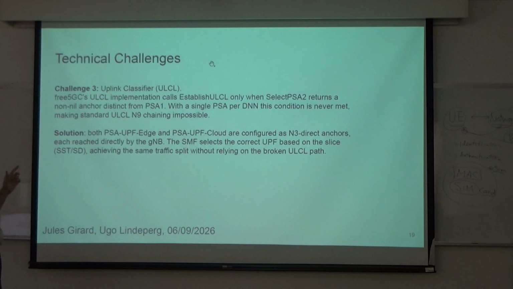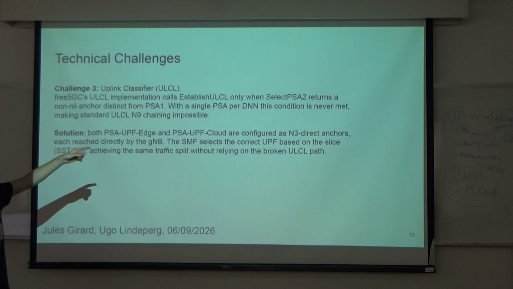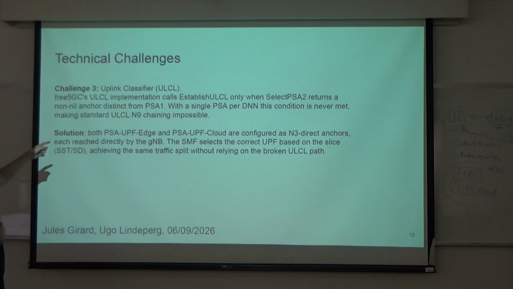The next one was about the ULCL, because the ULCL implementation from free5GC establishes ULCL only when the selected SST 2 returns a non-nil offer, this time from PSA1. So to control this, we need to use the slice ID to split the data from the 2 slices, URLLC and eMBB.